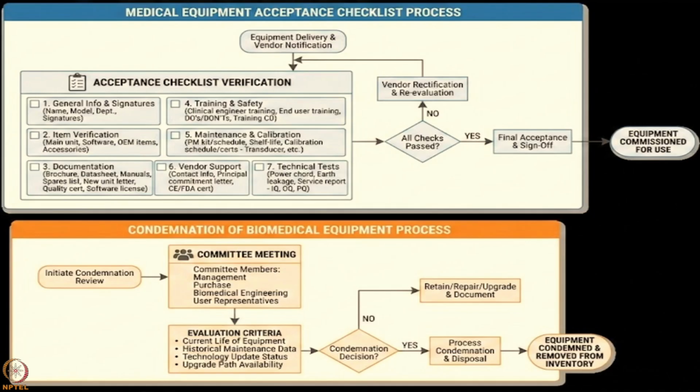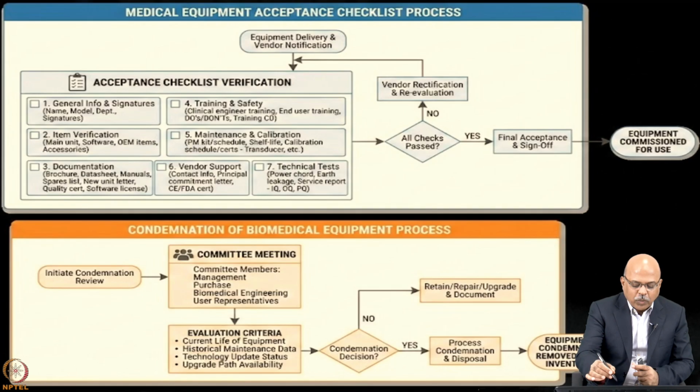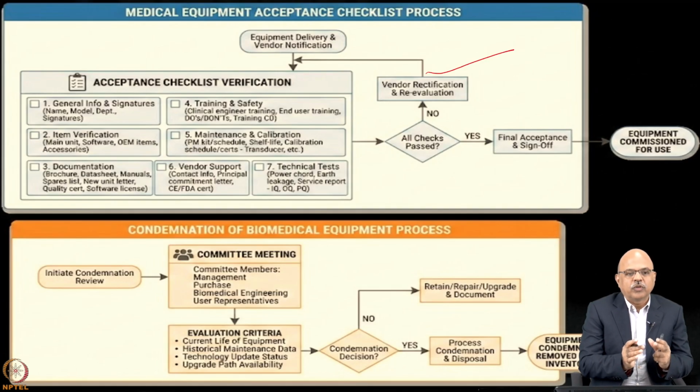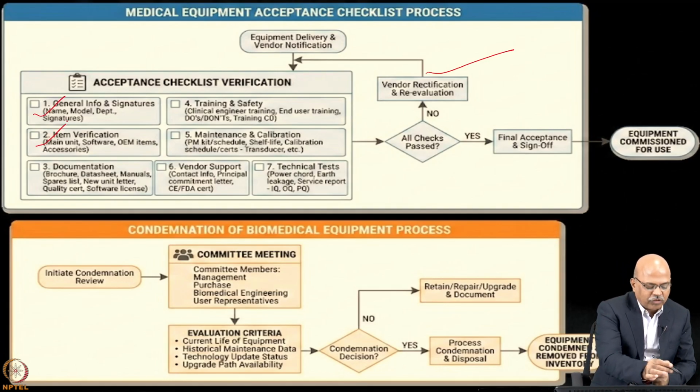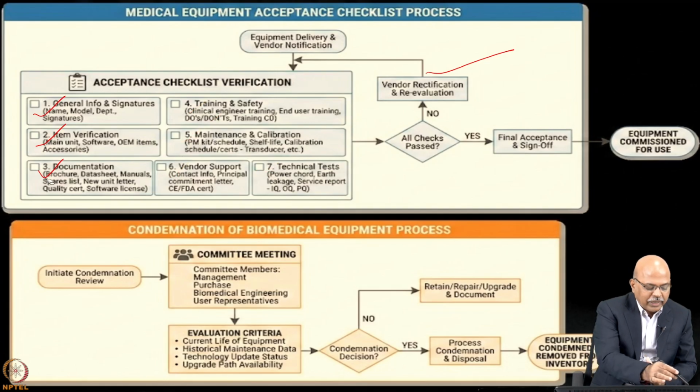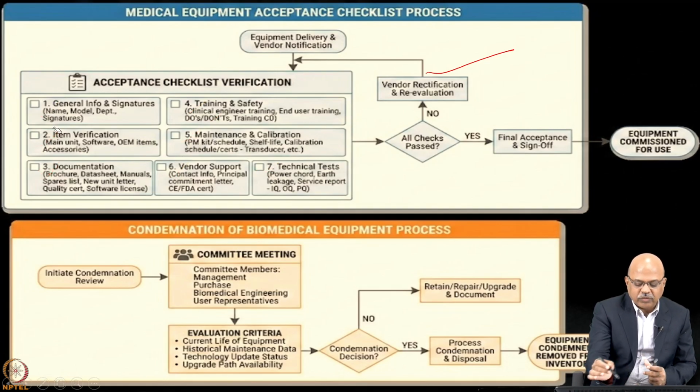The medical equipment acceptance checklist is being shown over here, where I want to emphasize more on the equipment delivery and vendor notification, which is very important when you point out the vendor rectification, revaluation, and you get all the acceptance with respect to general information, item verification, documentation, training and safety part, maintenance, and vendor support. The technical test is also very important when you work on the medical equipment acceptance checklist, which gives you all these clarifications before you go up for a vendor selection.